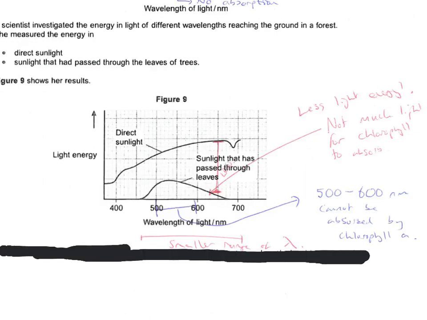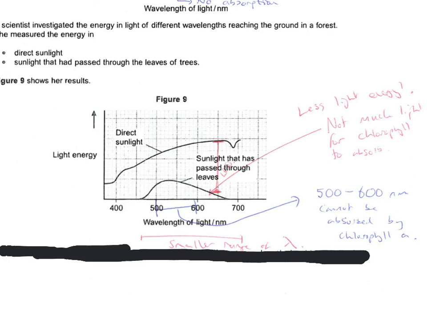Okay, I couldn't fit both the graphs on the same page, but you've got that in your data booklet. So both the previous graph and this graph can be used together. Let's just look at this graph first of all. So what can this graph tell us? First of all, this is the amount of light energy of different wavelengths from direct sunlight.